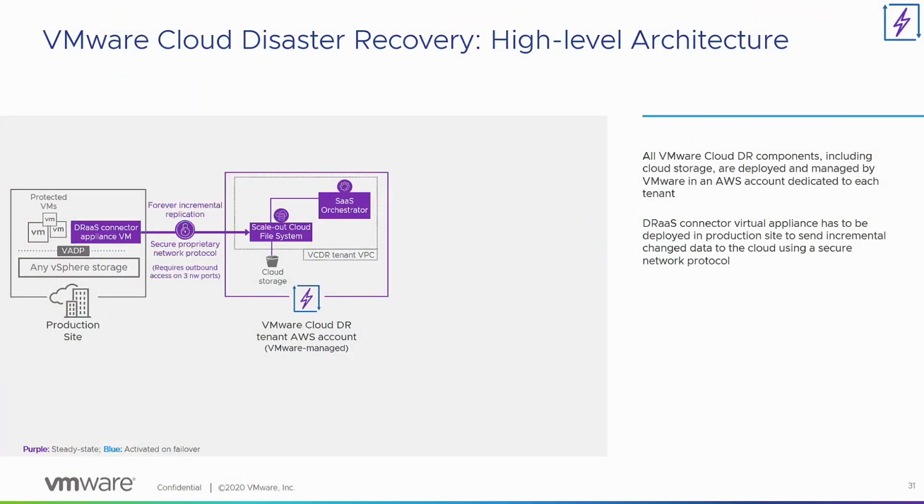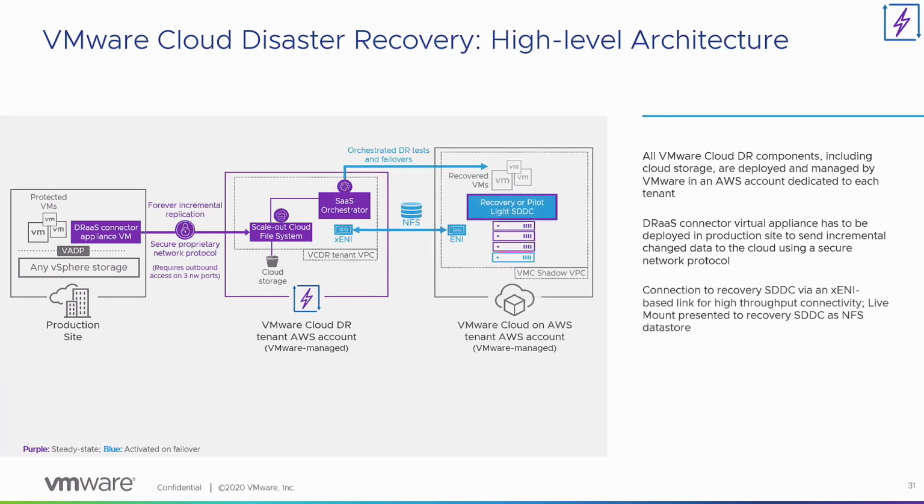Sure. All right, I think I'm over time, so let me wrap up here. We talked about the appliance. It is using VADP today to perform the replications and the data extraction. And we talked about the orchestrator. The connection between the VMware Cloud environment and the VMware Cloud DR environment is via what's called the cross-account elastic network interface feature that AWS offers in a limited respect to select partners. That's what we are leveraging here for high bandwidth, high throughput connectivity between the two tenants. It's presented as an NFS data store, as we've talked about before.